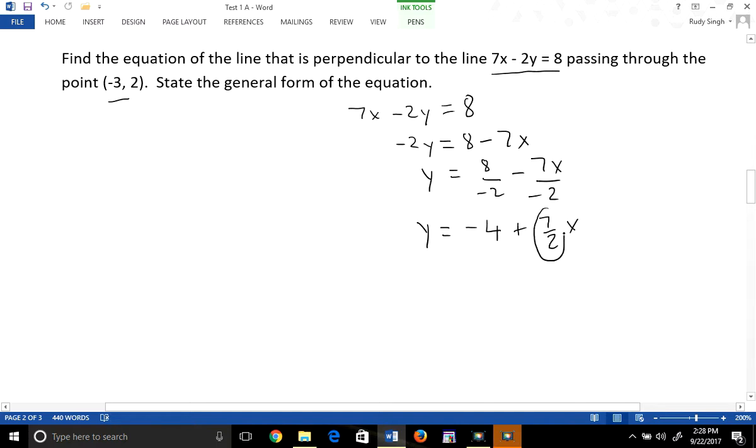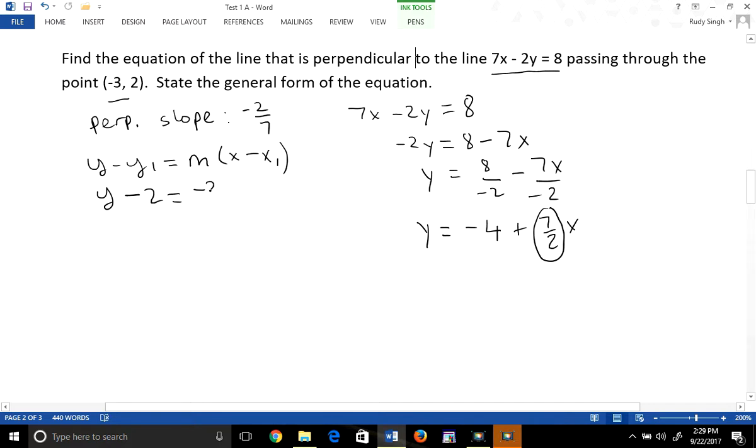So this is what we're interested in. This is the slope. But we want the perpendicular slope. So the perpendicular slope is the negative reciprocal of 7/2, which is negative 2/7. So then we use the slope point form to find the equation of a line. That's the slope point form. It says y minus y1 equals m times x minus x1. So y minus 2 equals negative 2/7 times x minus a minus 3.